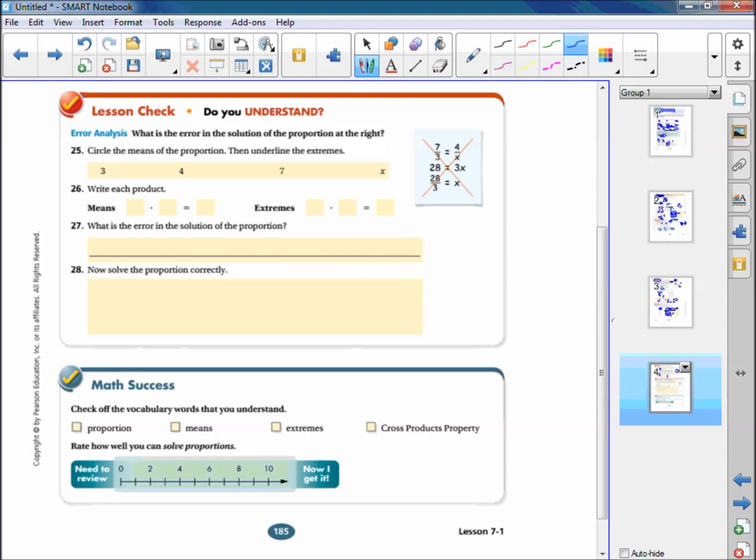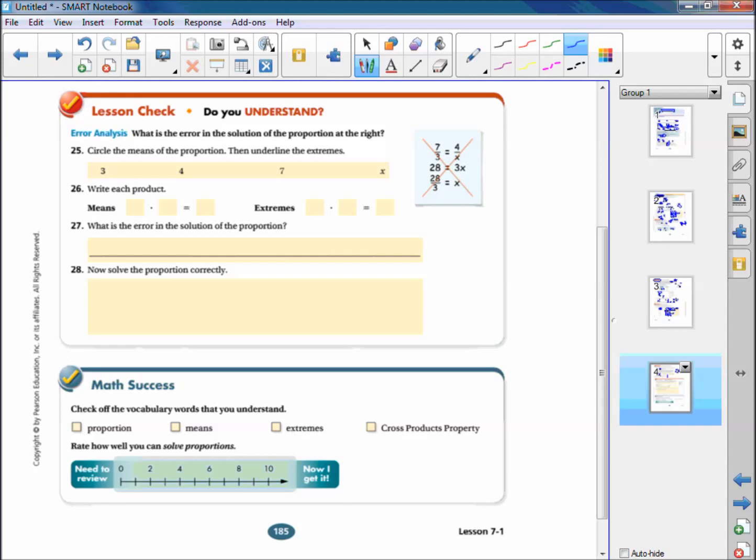Circle the, well, let's take a look at it first. So they do a cross product property here. So that should have been 7 times x, and then the means would have been 3 times 4. But that is definitely not what happened here. All right. So circle the means of the proportion and then underline the extremes.